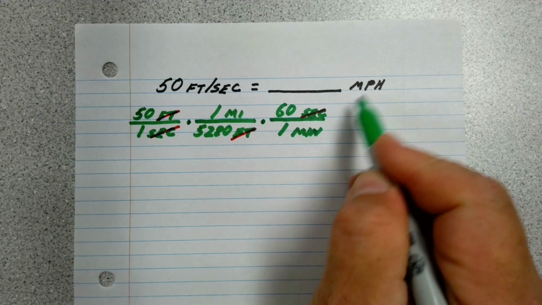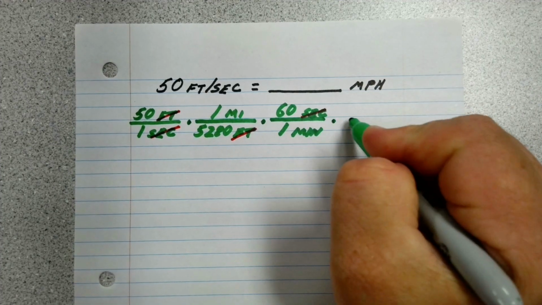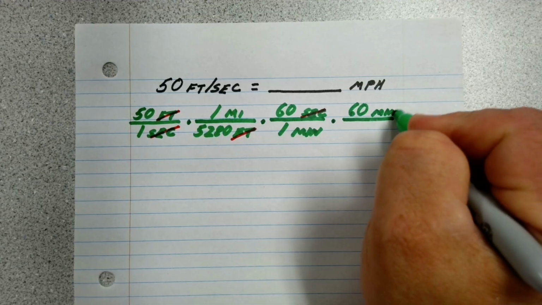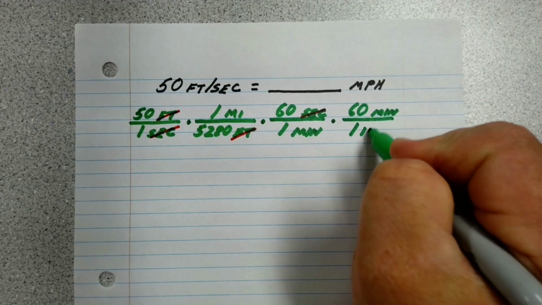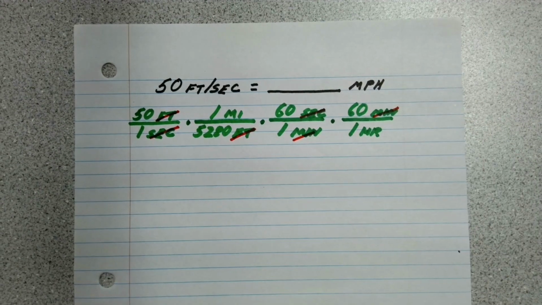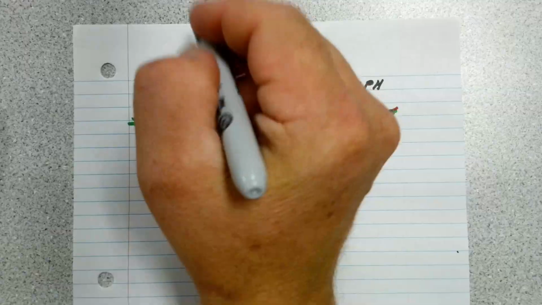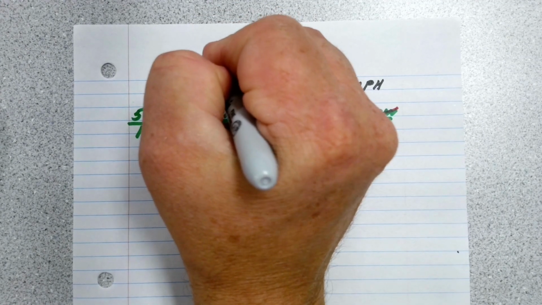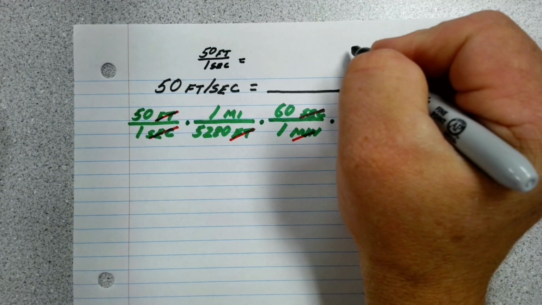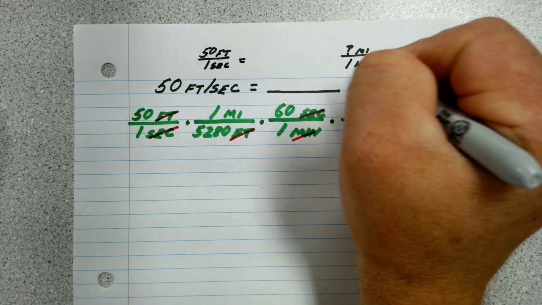Now I've got to convert minutes to hours. How many minutes are in an hour? 60. Where does the 60 go? Well, it has to go on top. We want minutes to go away, and 1 hour goes here. See, what you're thinking when you see this is 50 feet per second. Let me write this up top a little bit differently. This is the same as 50 feet for every 1 second. We're trying to convert this to miles per 1 hour.